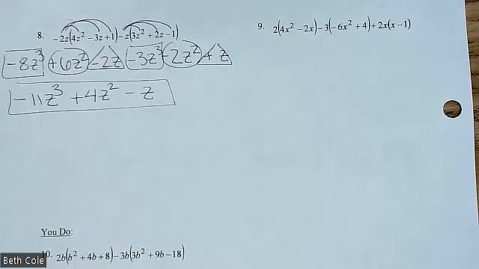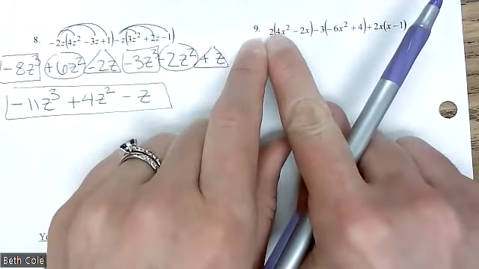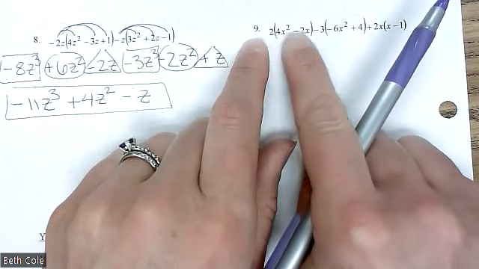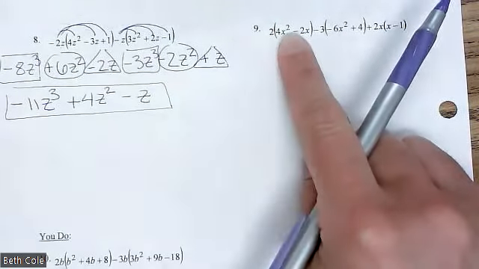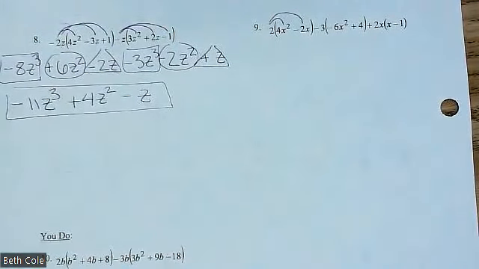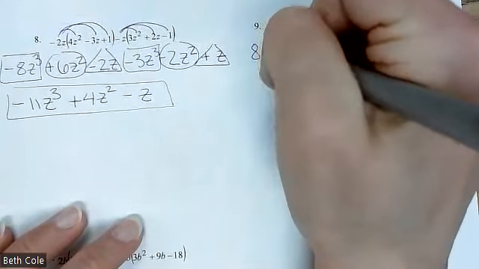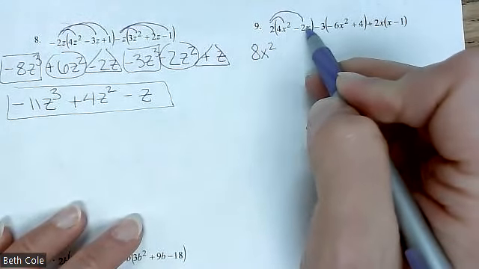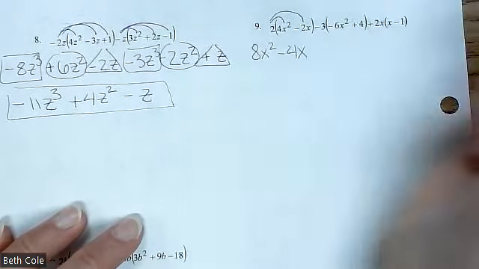This one's got a lot of parentheses. Again, if you think you've got it, that's great, but keep paying attention because this one's a little bit different. This 2 is only going to distribute to what parts? The first set of parentheses. Good. So let's distribute the 2 through there. 8x squared. Good. It'll be minus 4x. Good.